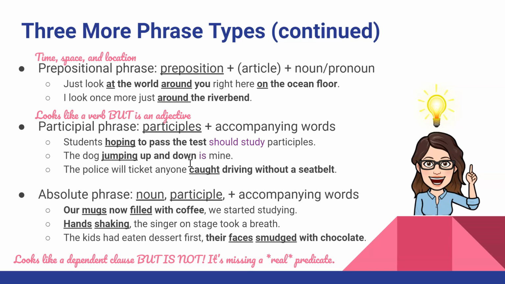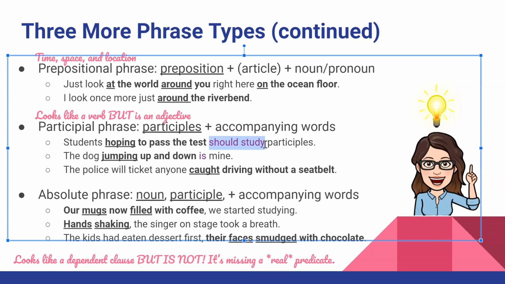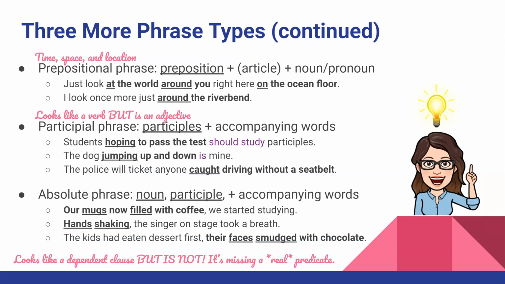These are not the main verbs of this sentence. Look, the main verb of this sentence was should study. Students should study. The main verb here was the word is. The dog is mine. And then here, the police will ticket. So again, you know it's a verb phrase if it's the main verb of the sentence, but it's a participial phrase if it's in describing mode. I hope that makes sense.